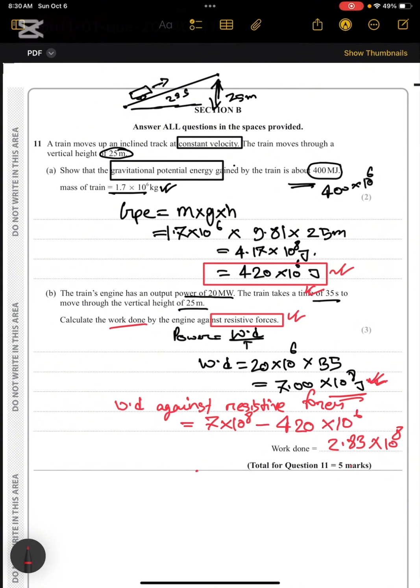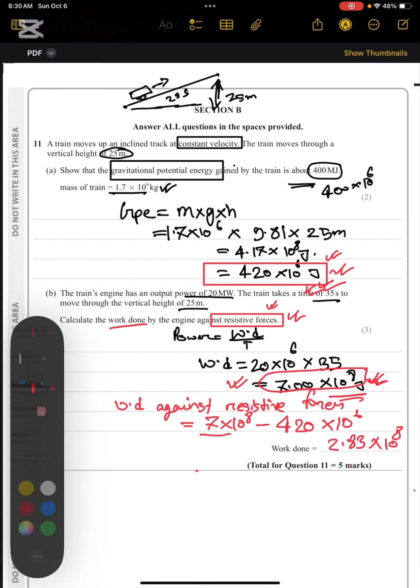The reason behind subtracting this value from this value is that this was the overall work done by the car moving up the inclined track, and this was the energy that the car gained. So the rest of the energy has been spent because of the resistive forces. The rest of the work done was done against the resistive forces. So the rest of the work will be 7 into 10 to the power 8 minus this.